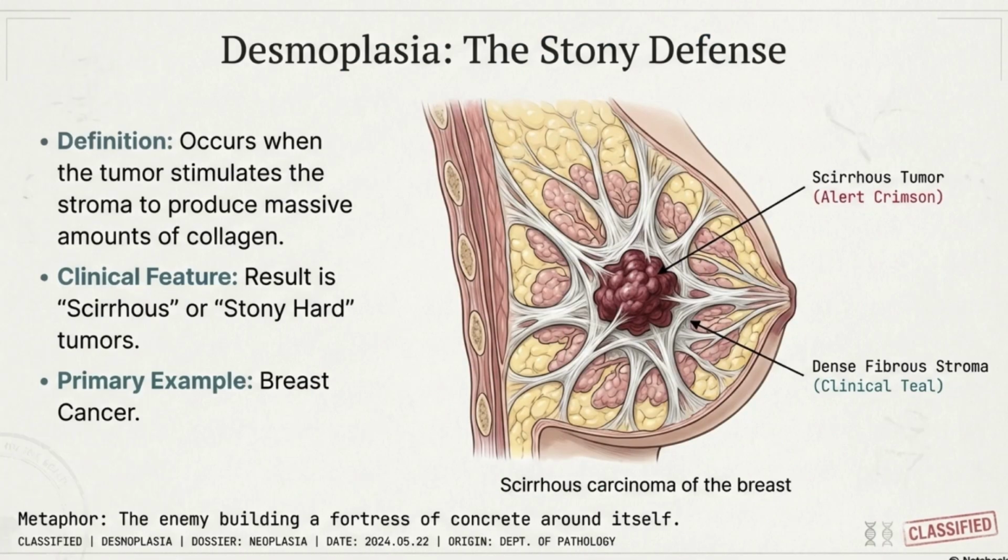Desmoplasia. Some tumors, like breast cancer, stimulate the stroma to produce massive amounts of collagen. This makes the tumor stony hard or serous.